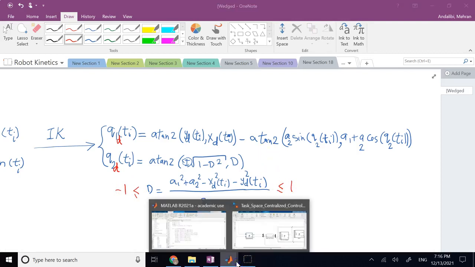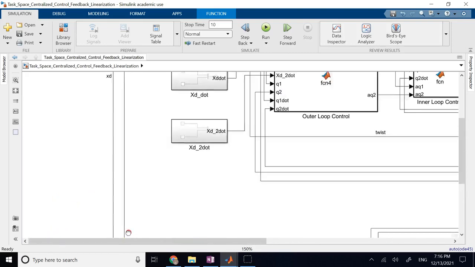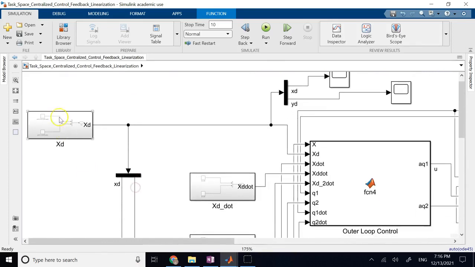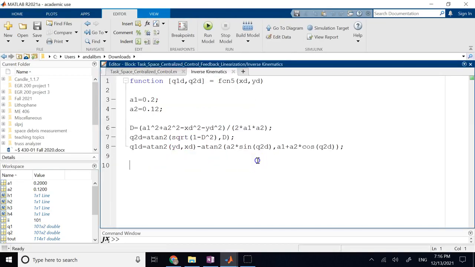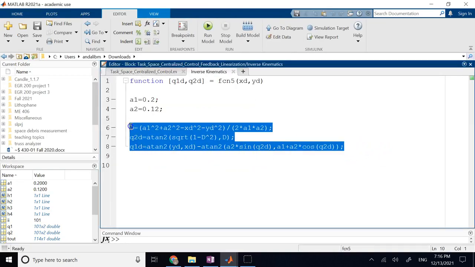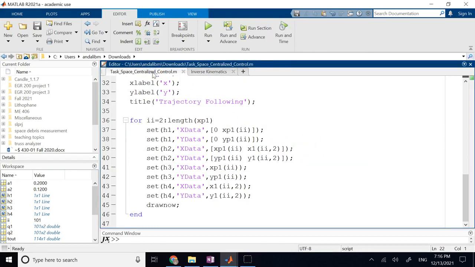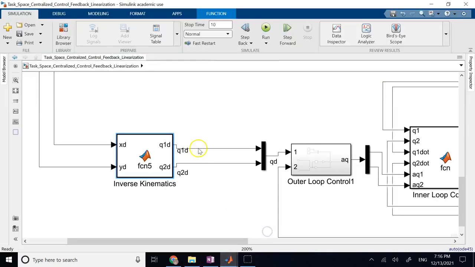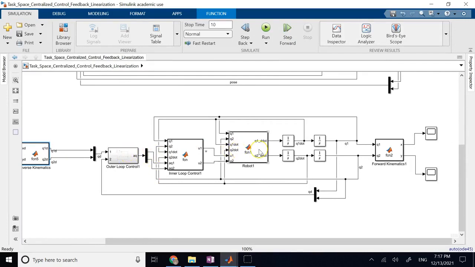Okay, so now if we go and look here, you see these X and Y are passed to the inverse kinematics. And inverse kinematics is exactly implementing those equations I just told you, and passes out the Q1 and Q2 desired, which are these two, and now I pass them exactly to the centralized multivariate control in the joint space that we have seen in one of our previous videos.